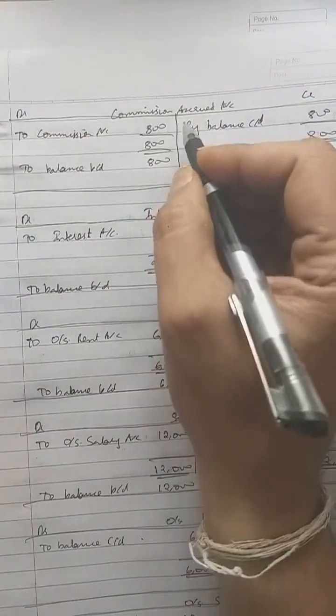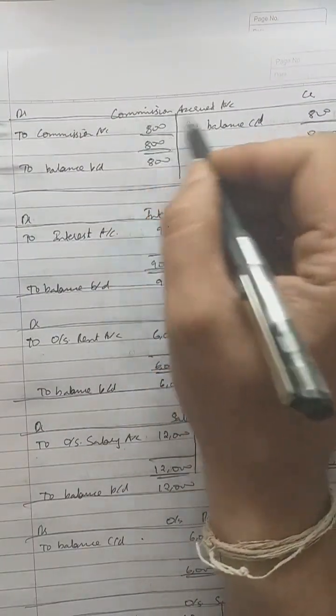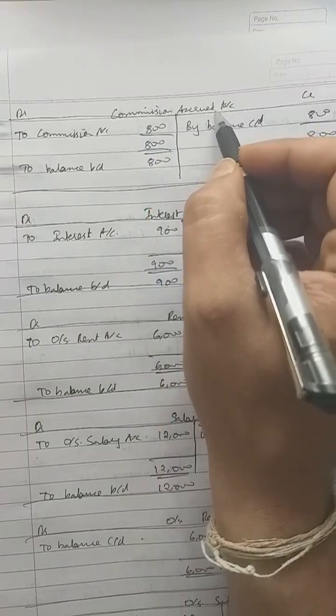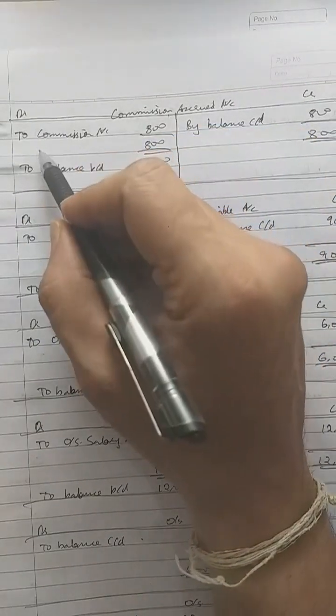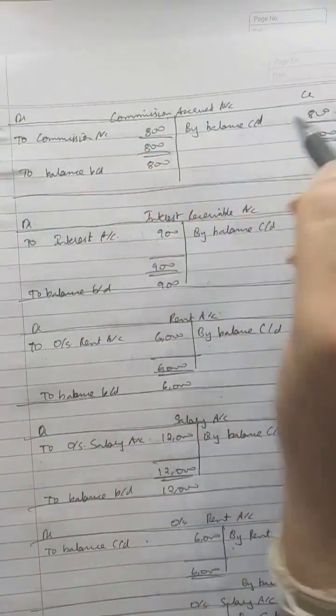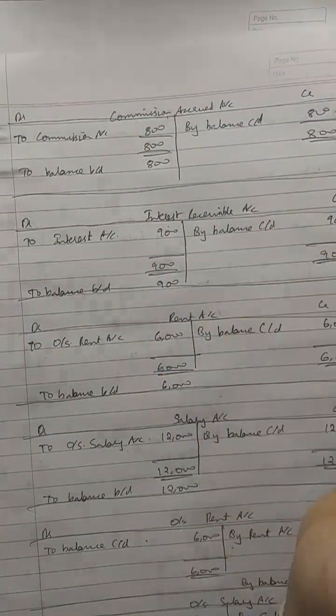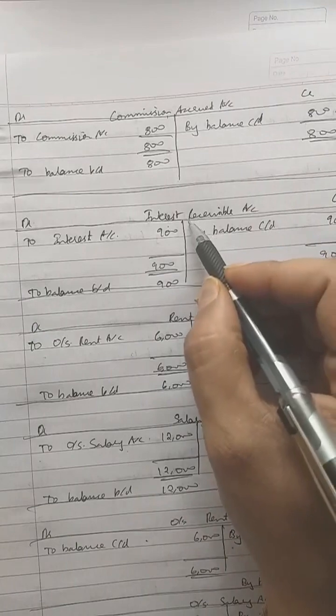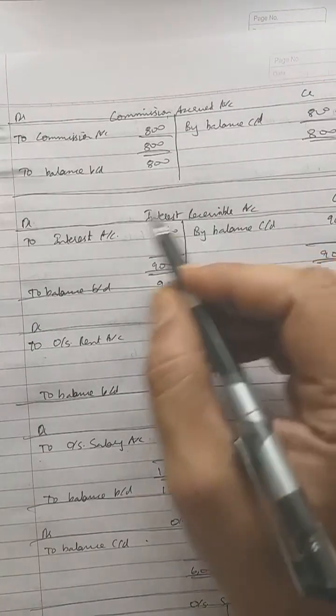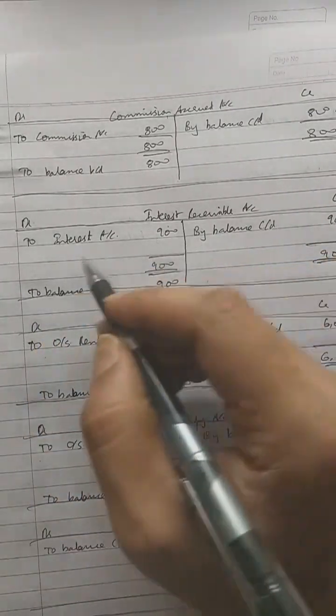Now commission accrued account, in the journal entry, this commission accrued account was debited. So come to this account, come to debit side and write the name opposite to it, to commission account 800, casting, balancing. Then interest receivable account, in the journal entry, this particular account was debited. So come to this account, come to debit side and write the name opposite to it, to interest account 900.